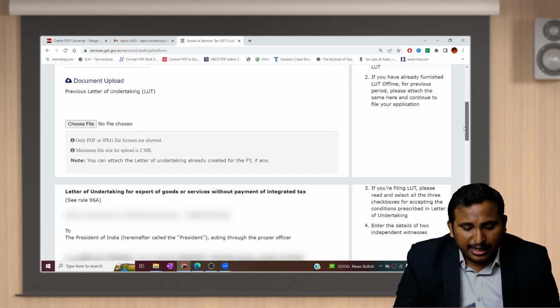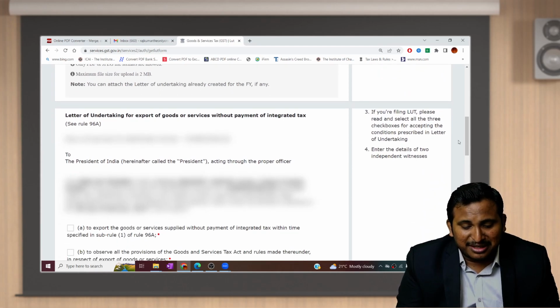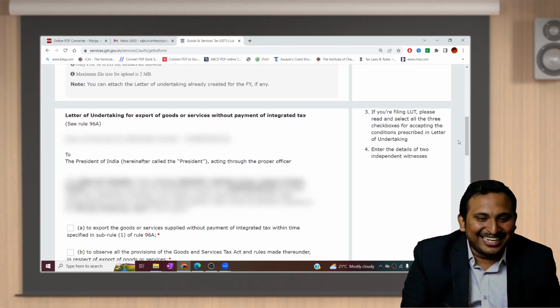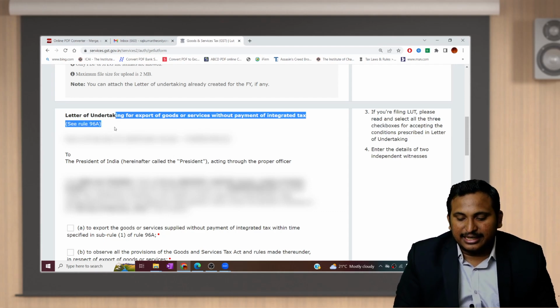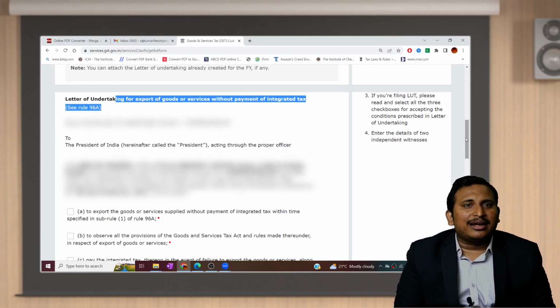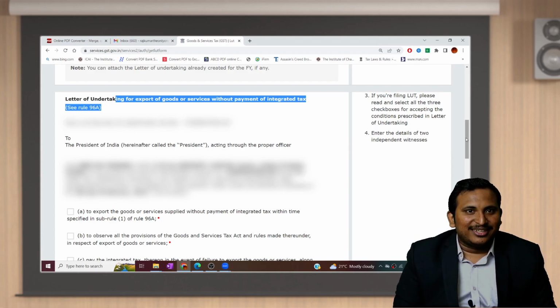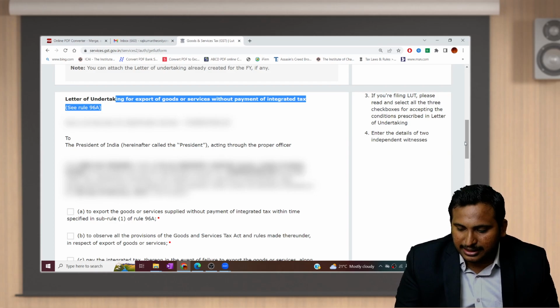Then, Letter of Undertaking for export of goods or services. Sir, what is this? The information is hidden there. Okay, it is Rule 96A. So what is in the information which is blurred, sir? Wherever it is blurred, you can understand that some personal information was there, such as their GST number or name and other personal details. First they will communicate the GST number, then later some personal details. So hope it is clear.